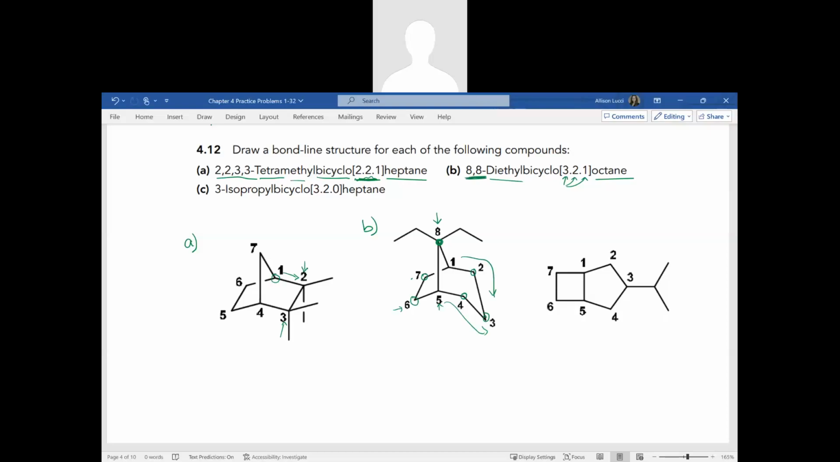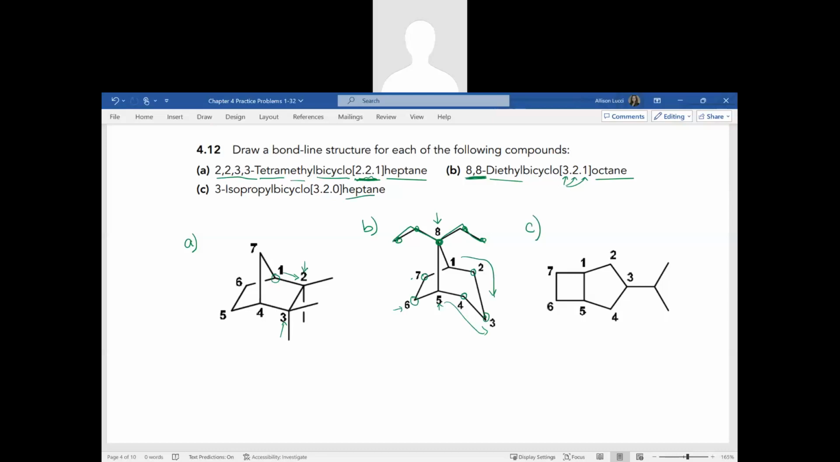So 8,8-diethyl would be drawn like this, 2 carbon substituents coming out of that carbon 8. And we have 2 of those, 2 carbon substituents. So that is the correct structure for the named compound B. Let's look at C here. We have 3-isopropylbicyclo[3.2.0]heptane.